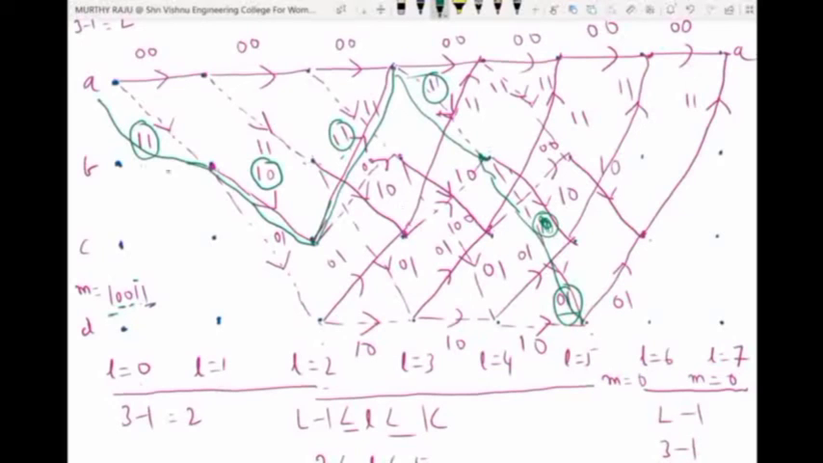Therefore, for the given message sequence M, the output bits are 1 1, 1 0, 1 1, 1 1, 0 1, 1 1, 1 0, 1 1, 1 1, last one is 0 1. In this way, we encode the given message sequence.